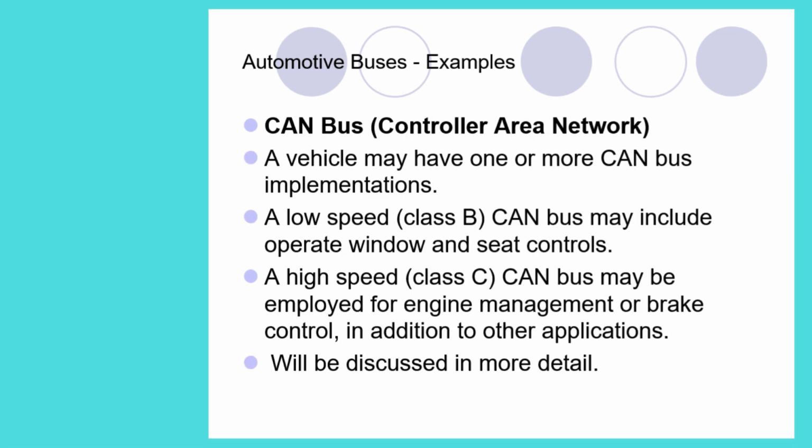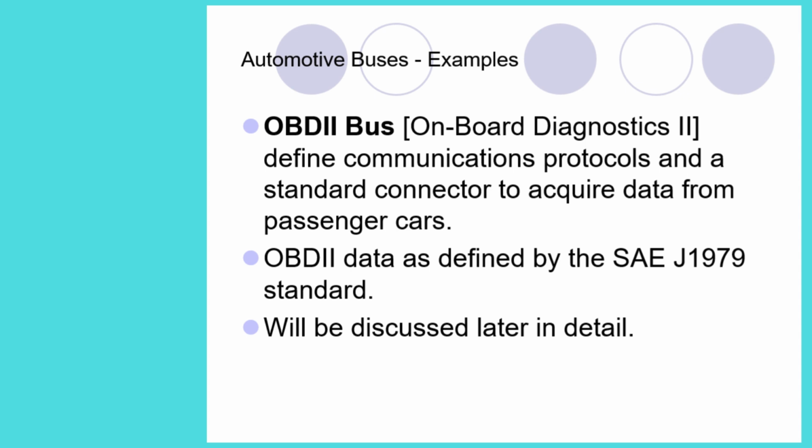CAN, Controller Area Network. CAN is implemented on most new vehicles. A vehicle may have one or more CAN bus implementations. A low-speed Class B CAN bus may operate window and seat controls, while a high-speed Class C CAN bus may be employed for engine management or brake control. CAN bus will be discussed in more detail later in the course. The OBD2 bus defines communications protocols and a standard connector to acquire data from passenger cars. OBD2 data is defined by the SAE J1979 standard.